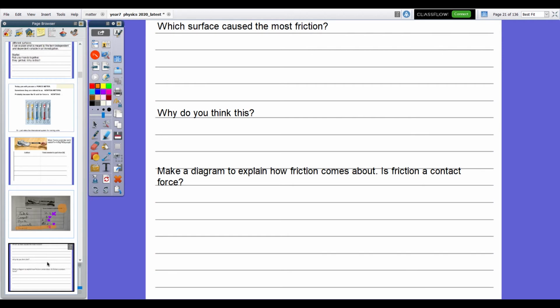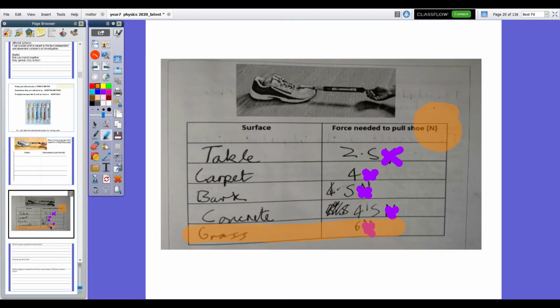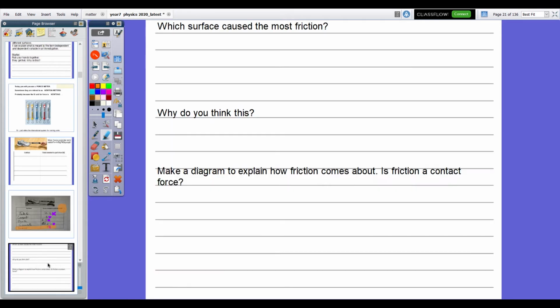Why do you think this? Why do you think that was? Have a pause. Yeah, it's because the force, really, we're measuring the force that we pull on. And the force that we pull on when we're pulling it in that way is equal to the friction.